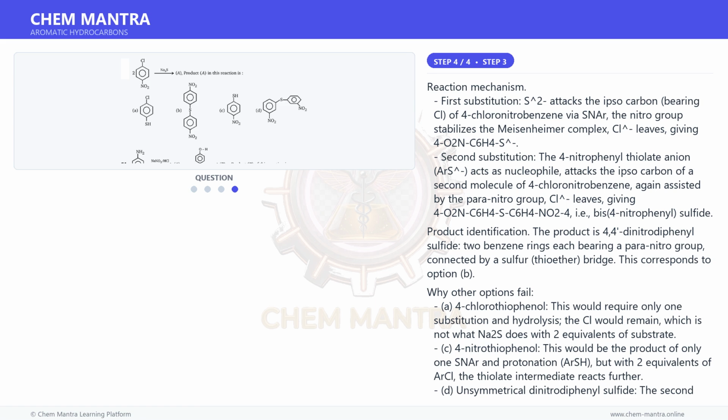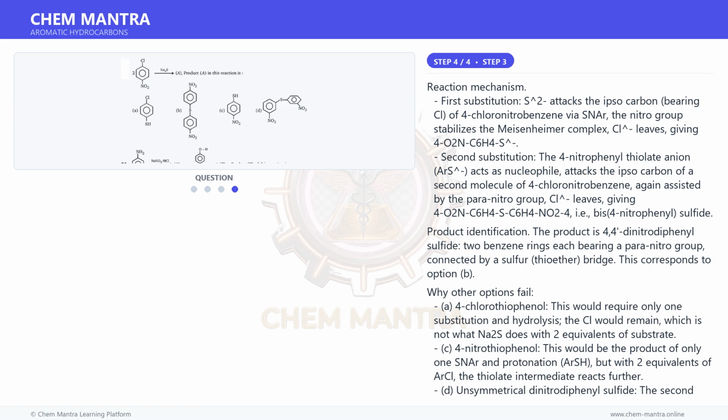Why other options fail? A. 4-chlorothiophenol. This would require only one substitution and hydrolysis, and the Cl would remain, which is not what Na2S does with two equivalents of substrate. C. 4-nitrothiophenol. This would be the product of only one SNAr and protonation, ArSH, but with two equivalents of ArCl, the thiolate intermediate reacts further.